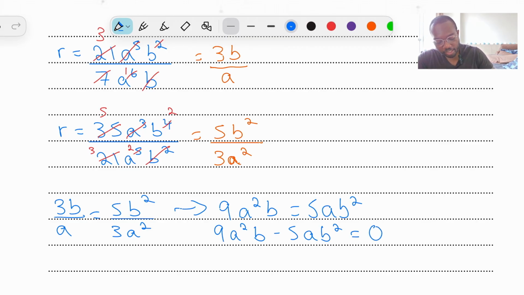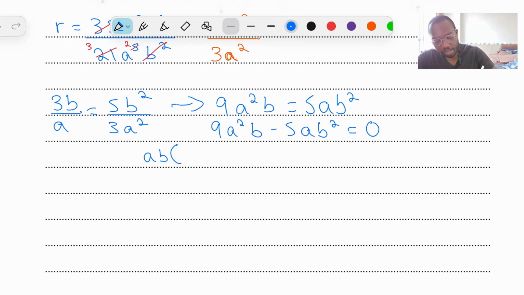If we factorize now, that would be ab, and then we would be left with 9a minus 5b, and that's equal to 0. And as you can see, either a times b has to be 0, or 9a minus 5b has to be 0, okay? So in this case, we know that it has to be 9a minus 5b equals 0, because both a and b are non-zero constants.